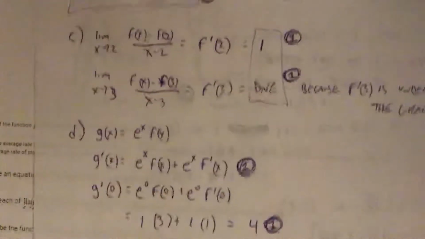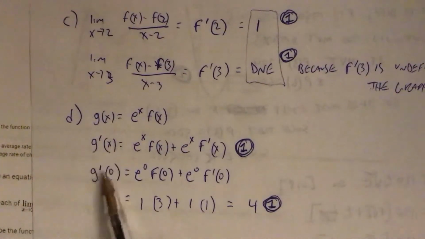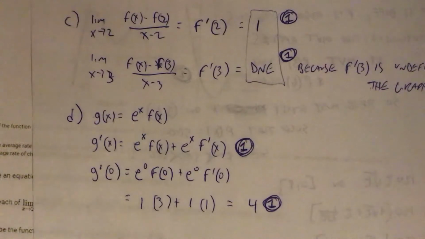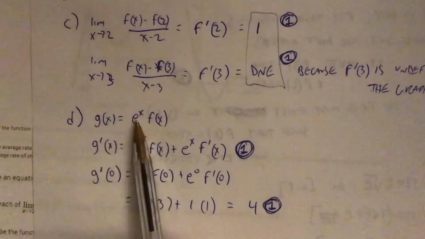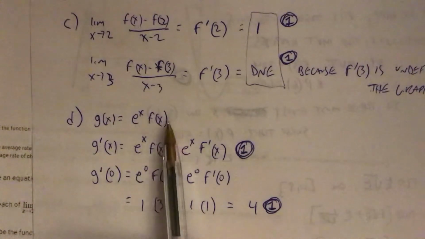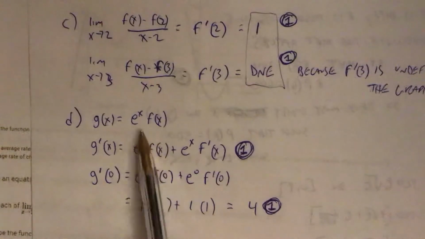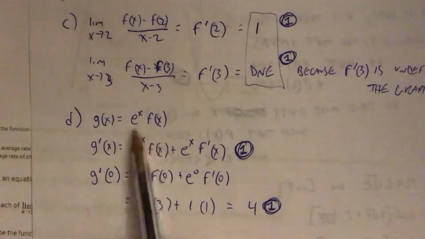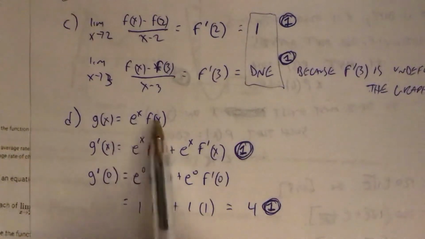The last problem is to find g prime of 0. Basically, to find g prime of 0, I need to find g prime. g is e to the x times f of x. This is a product. When I was looking at people who do this, the people who get it wrong normally don't get any points because they didn't remember to use the product rule. This is two functions multiplied. You've got to use the product rule.